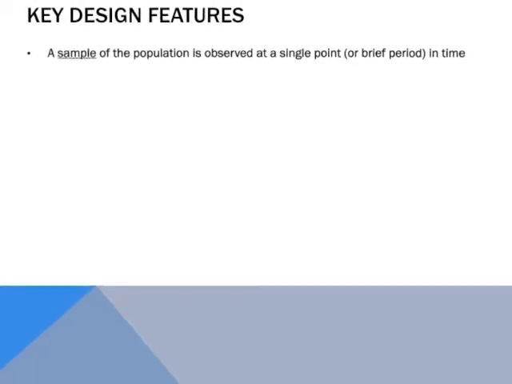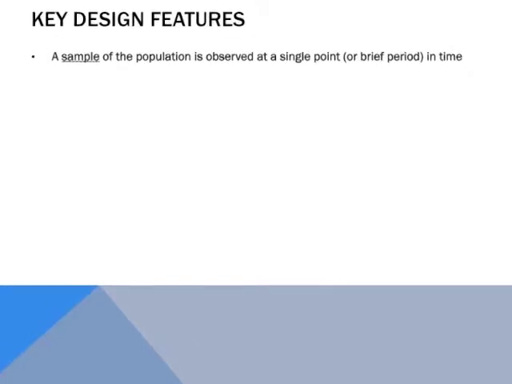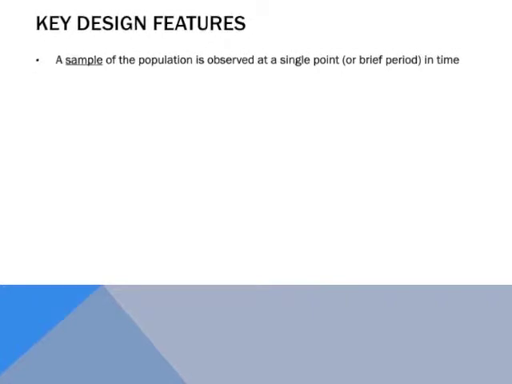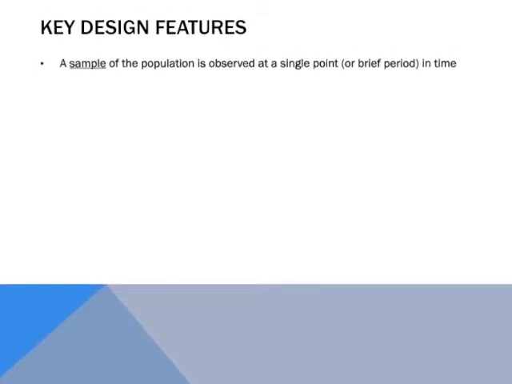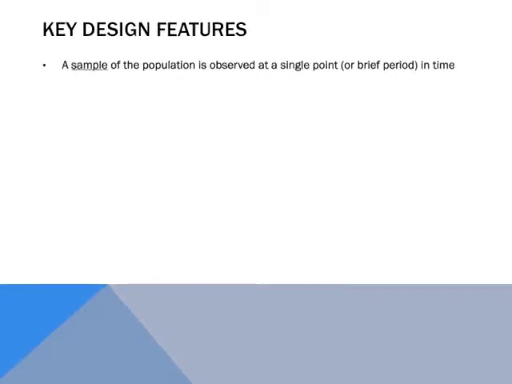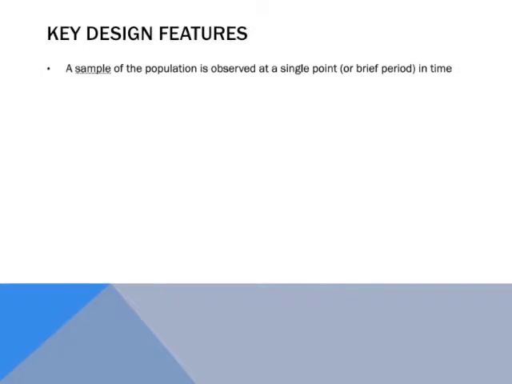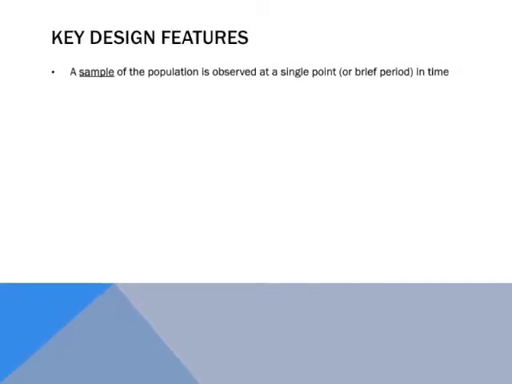In cross-sectional studies, one observes a sample of the population at a single point or over a brief period of time. A key feature of this design is that the study group is not recruited based on a specific characteristic of interest, but rather they are selected so that they are representative of the whole population, so that information collected can be generalized directly to the whole population.